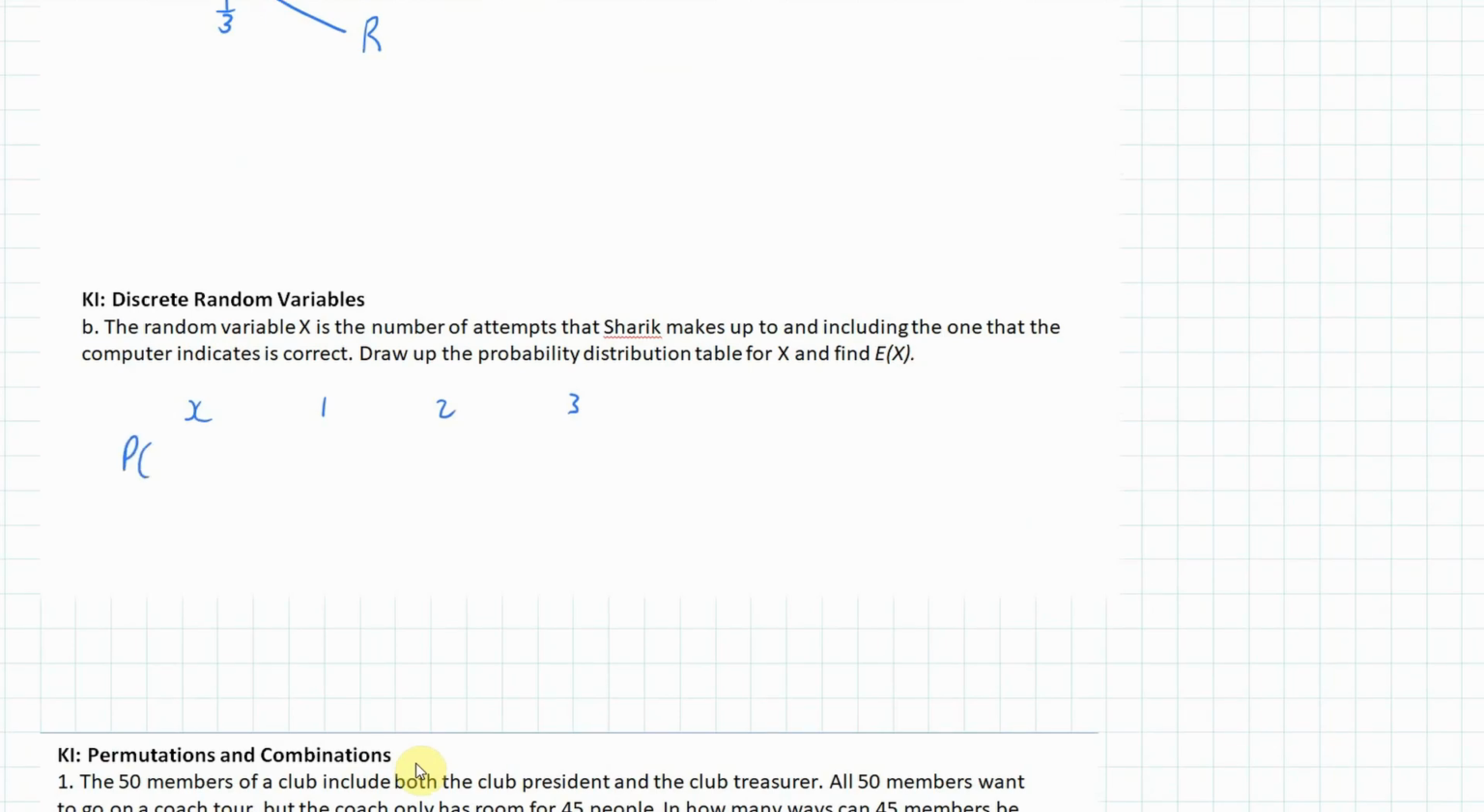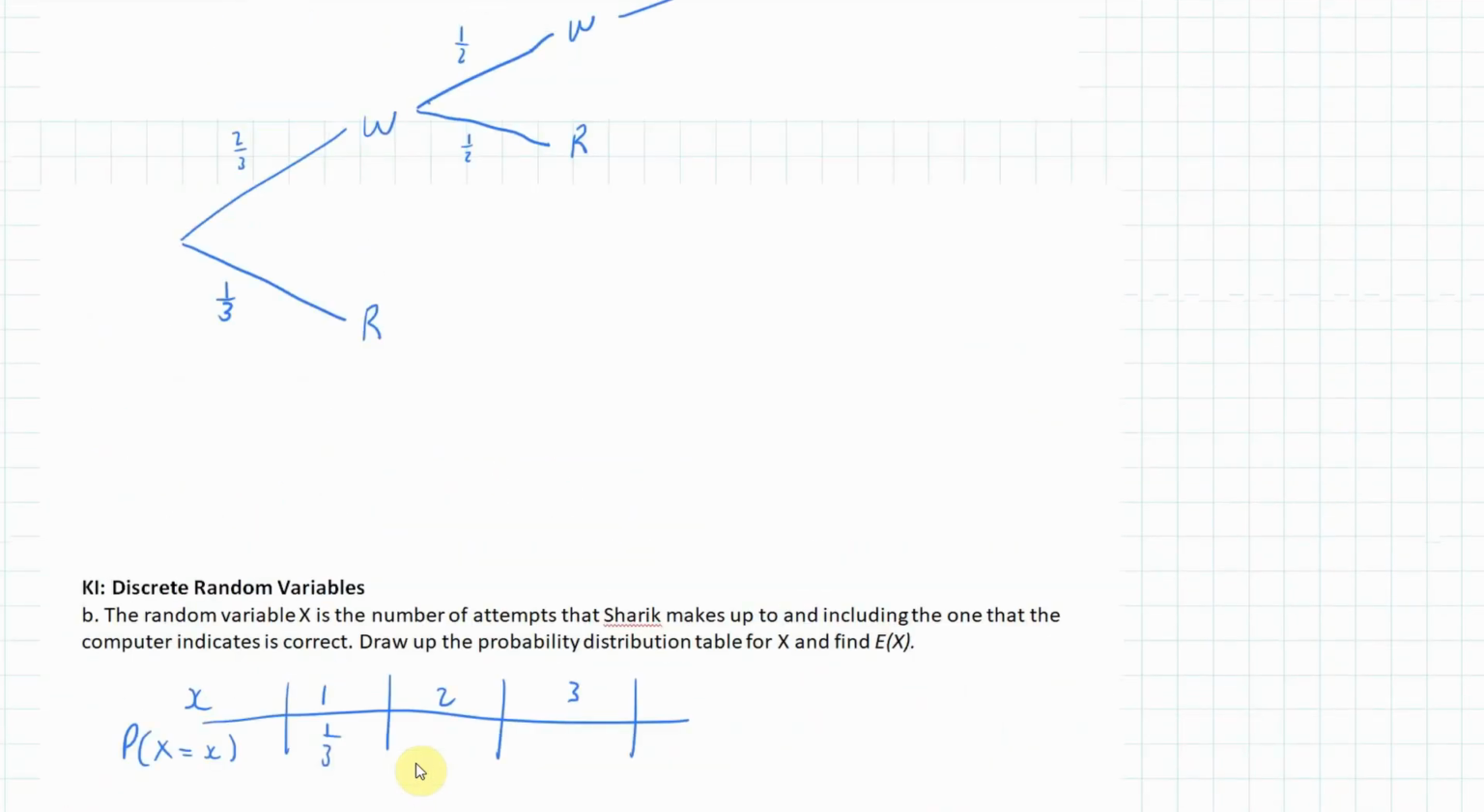And the probability that x takes a particular value, we can just look at our table that we've drawn up here. We know that getting it right on the first time is 1/3, and then getting it right on the second time would be going this way, so 2/3 times 1/2. So this is 2/6 or 1/3. And obviously the last one is also going to be 1/3 as well. And that is our probability distribution table.